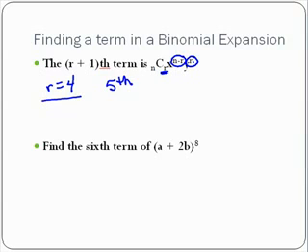Okay, that looks kind of confusing, but maybe if we apply it to this example, it will make a little more sense. So to get that sixth term, we want the exponent on the 2b.